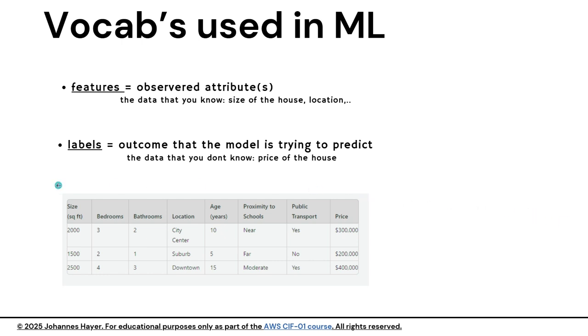Given this table here, we have the size, the bedrooms, bathrooms, location, and so on. What do you think would be the features if we would like to predict the price? Yes, all of them except the price. The price would then be the label, so the thing that we're actually trying to predict.